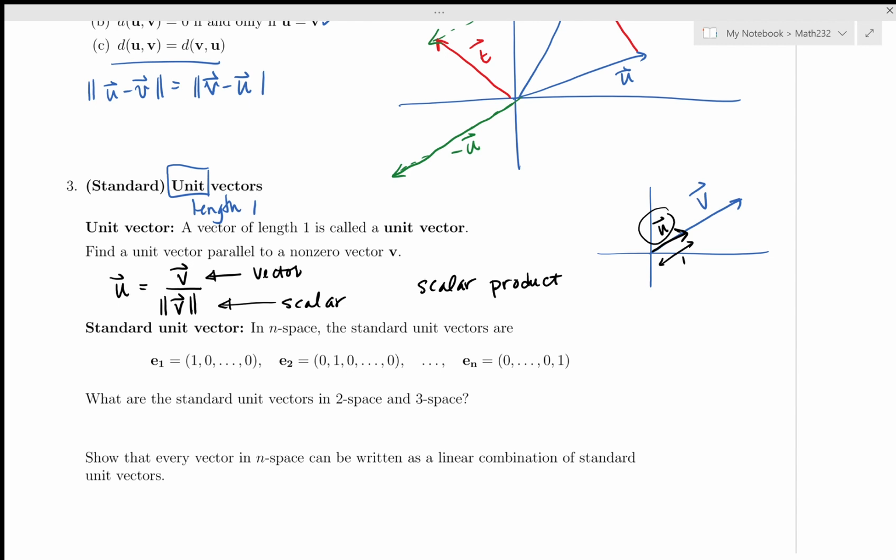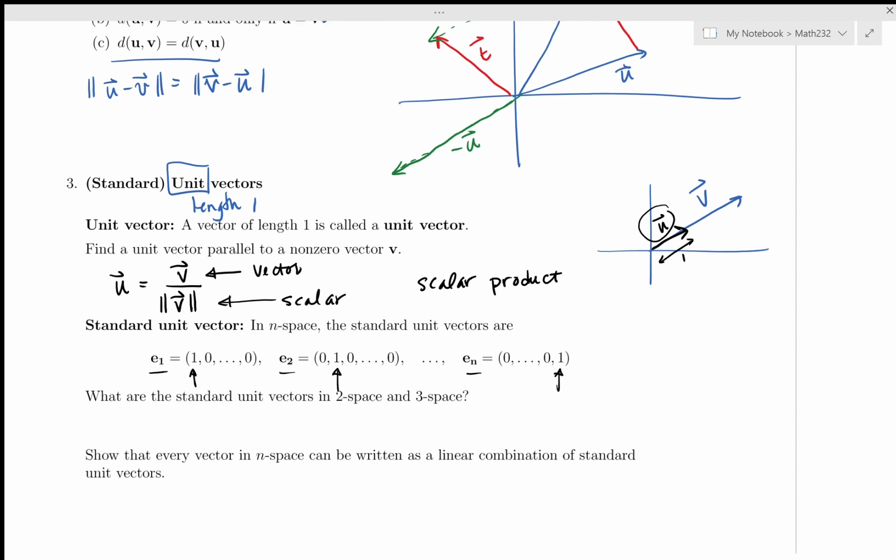Okay, so we have standard unit vectors in n space. Here they are. The standard unit vectors we label this way: e1, e2, e3, and e1 has a 1 in the first position and 0 everywhere else. e2 has a 1 in the second position and 0 everywhere else, and then en has a 1 in the nth position and 0 everywhere else.